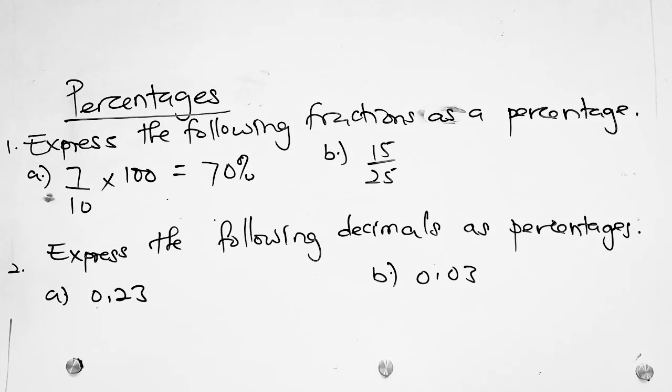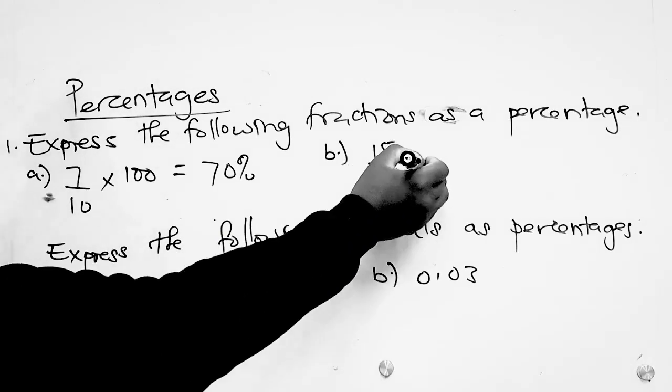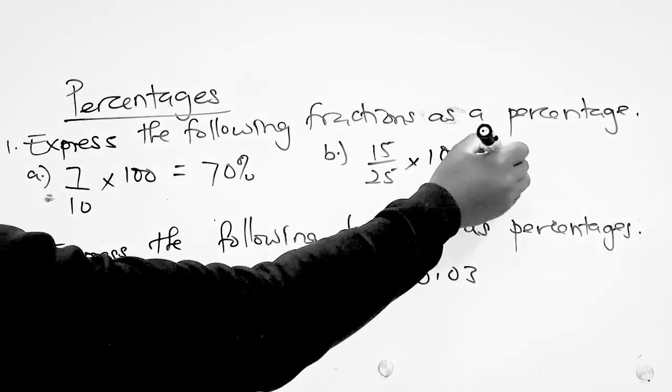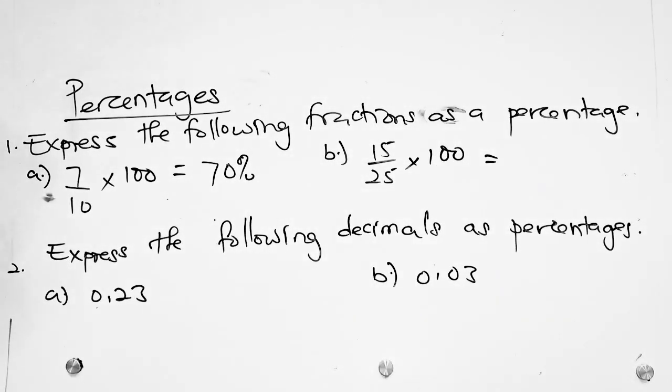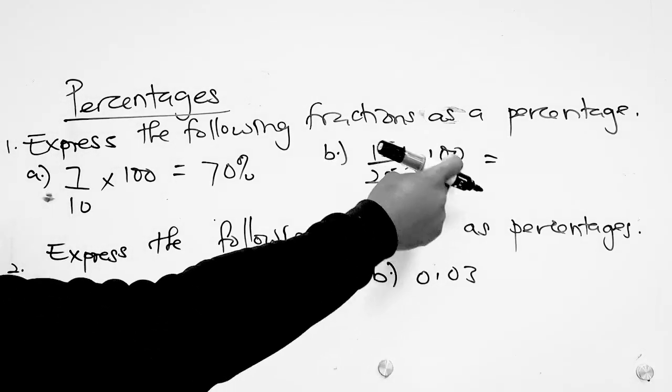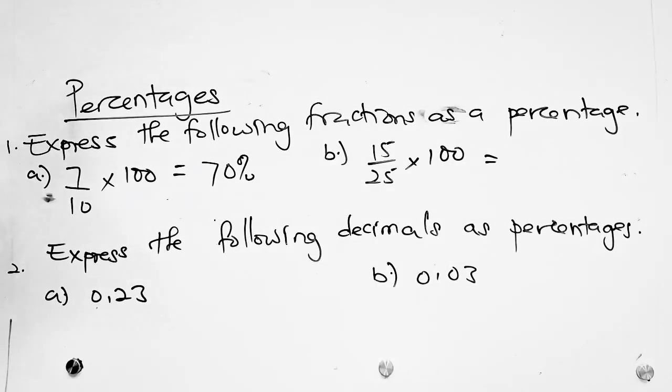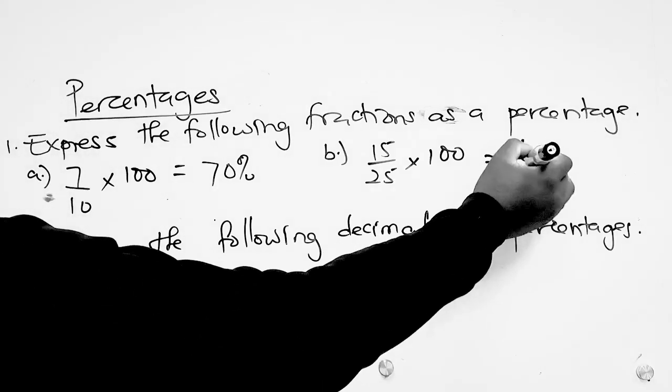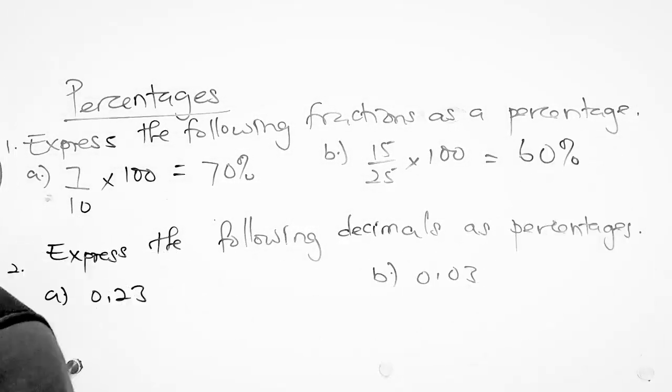Then 15/25. To express it as a percentage, we also have to multiply it by 100. This is equal to 25 into 100. It's 4 times 4 multiplied by 15, which is equal to 60. So our answer is 60%.